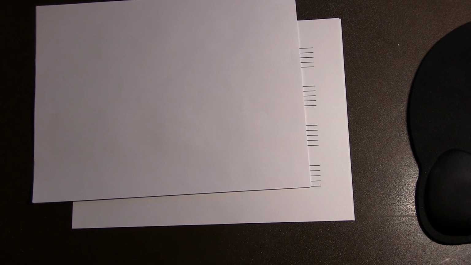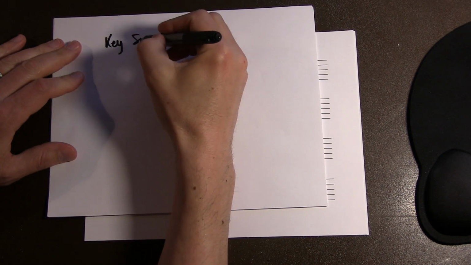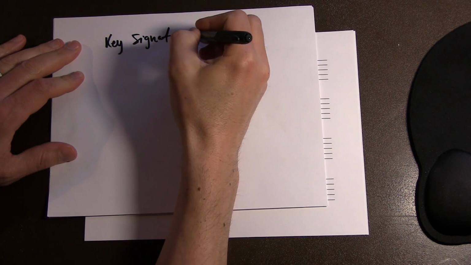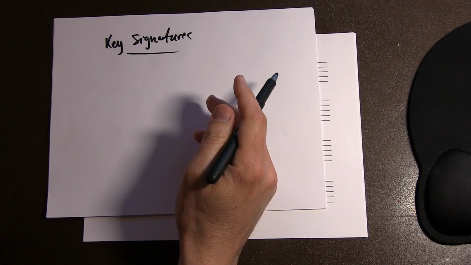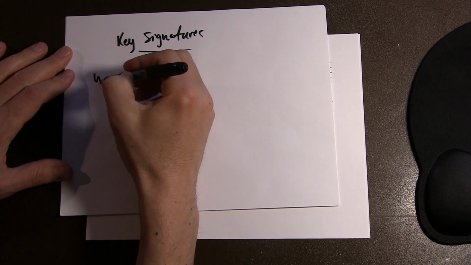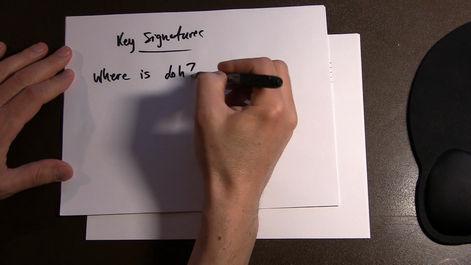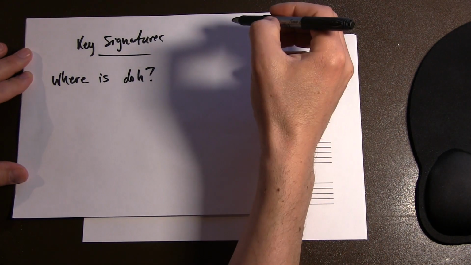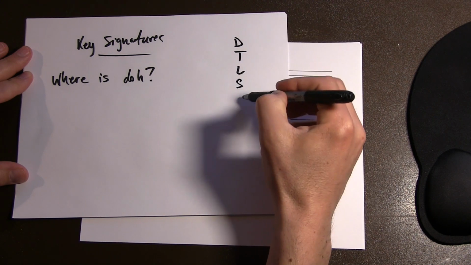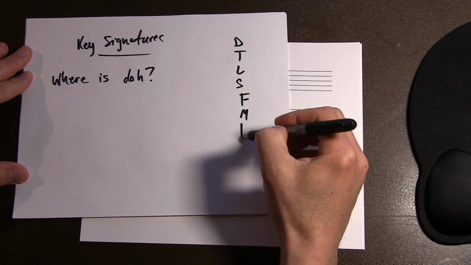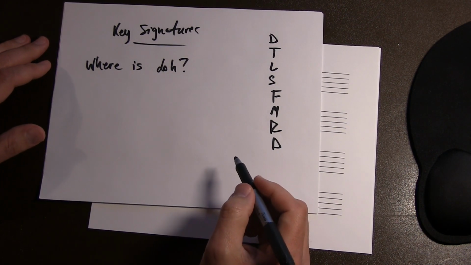Okay, ladies and gentlemen, today we're talking about key signatures. When I ask you to find what a key signature is, really, I'm asking you, where is do? And you know we're talking about solfege: do, ti, la, so, fa, mi, re, do. Where is do? And there's 3 rules I need you to remember.